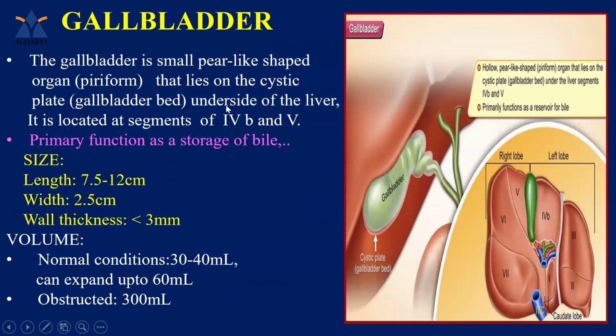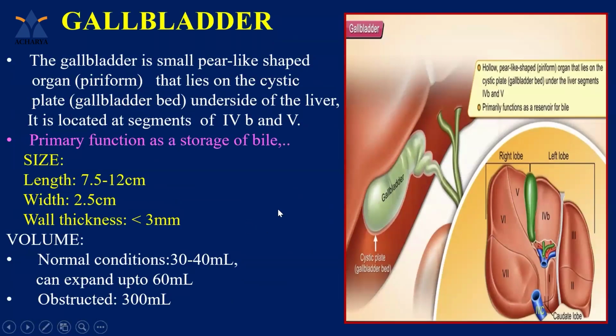The gallbladder is a small pear-shaped organ that lies on the cystic plate, also called the gallbladder bed. Under the liver, it is located at segments 4B and 5. The gallbladder is sitting on 4B and 5. Its primary function is storage of bile.